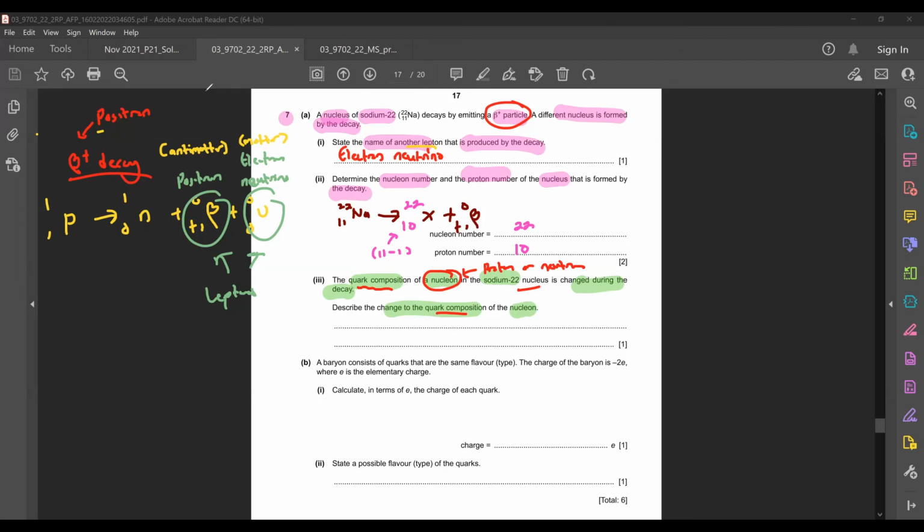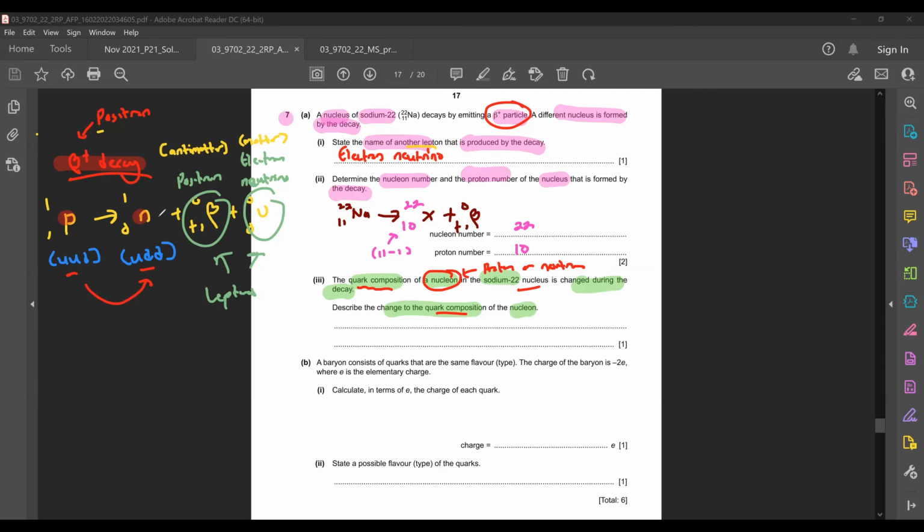So you know that we are talking about beta plus decay. A proton actually changed to a neutron. In our case, we know that the proton's quark composition was up, up, down. Neutron is up, down, down. What has actually changed is that up changed to down.